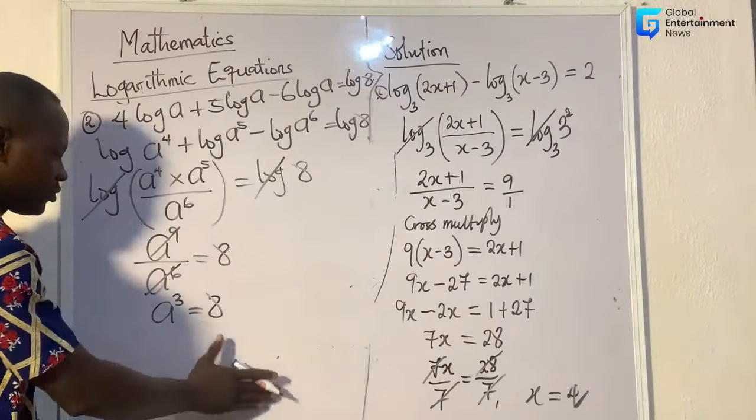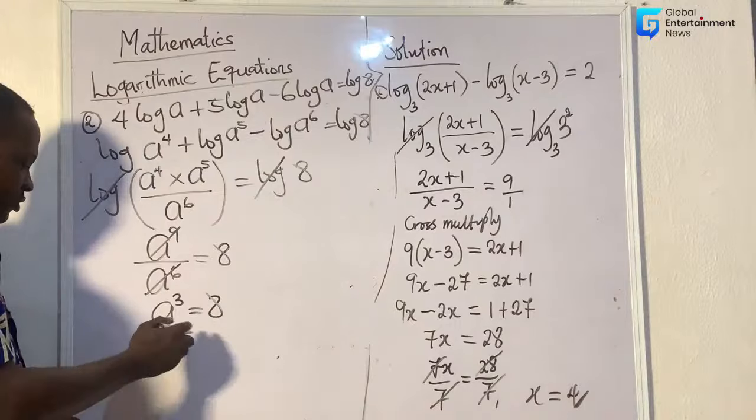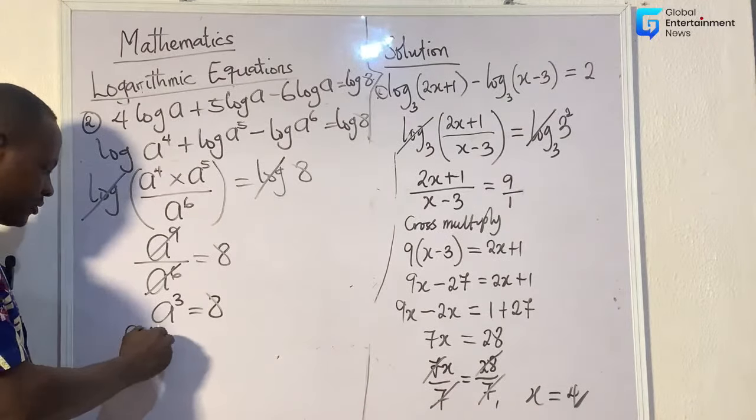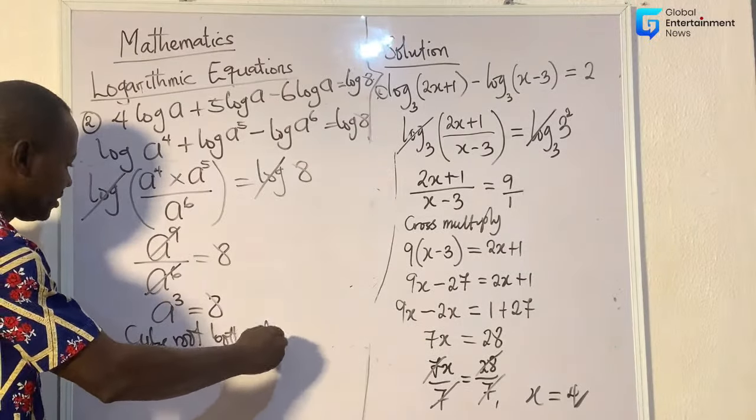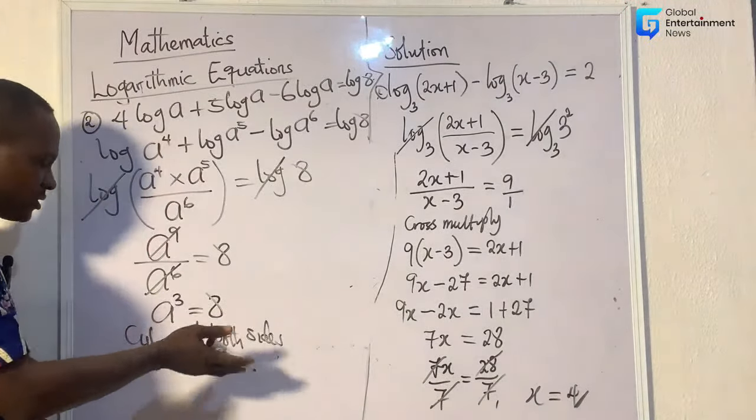Now, this is cube root. That means I have to what? Cube root both sides. Not only the one you are looking for, but both sides.